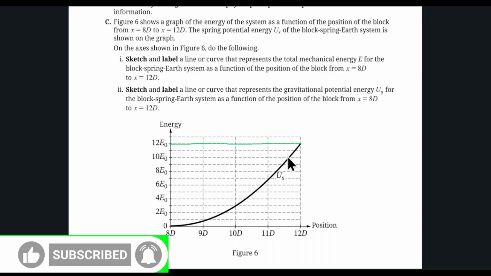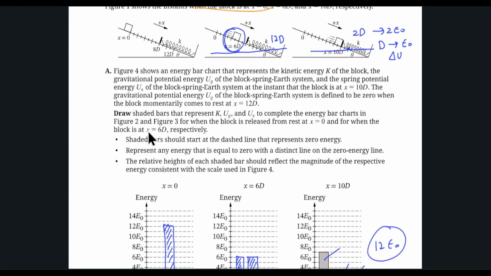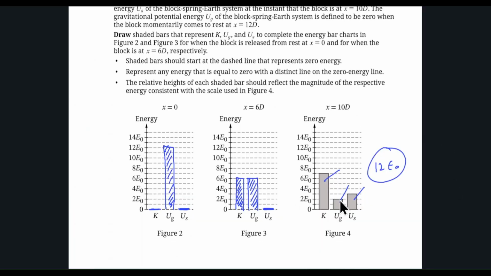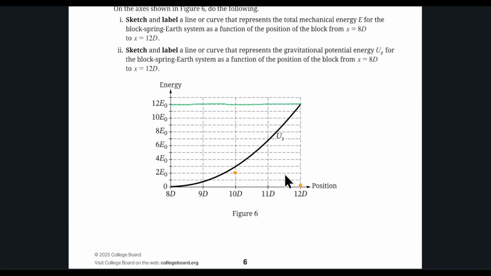Now for the potential, we already agreed that it is zero right here. And another point is given in the question itself. At 10D, the potential is 2E naught. So I'm going to mark at 10D, the potential is 2E naught. And it has to be linear because gravitational energy is given by mgh. So there's no square or any funky business here. So that's just going to be a straight line. Keeping those two things in mind, if I draw a straight line, that's going to look something like this.